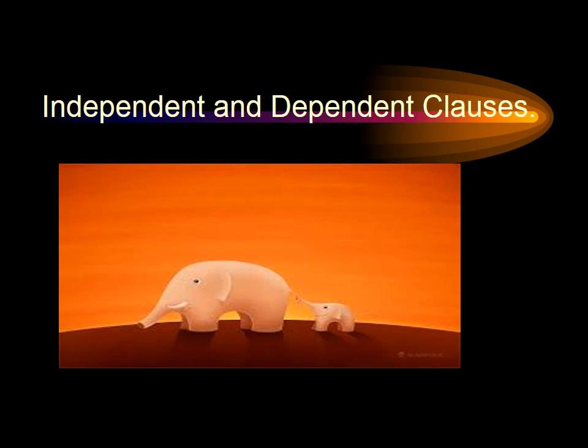So we're going to be looking at independent and dependent clauses. If you look at the picture there, you see the bigger elephant and then the smaller elephant, and the smaller one is holding on to the bigger one, probably to get something.